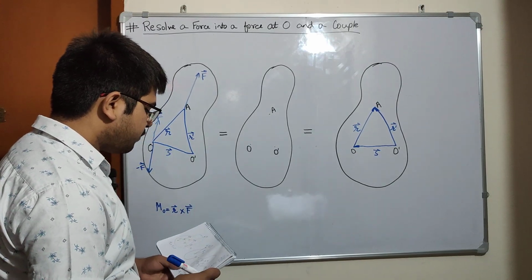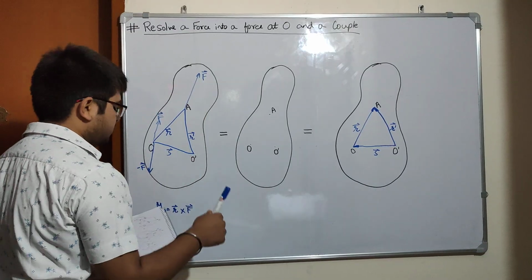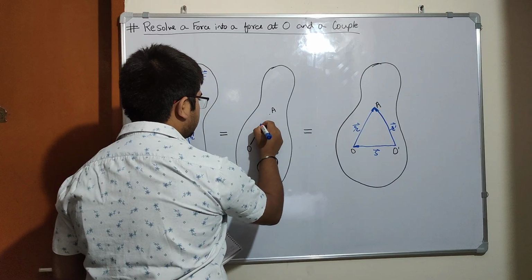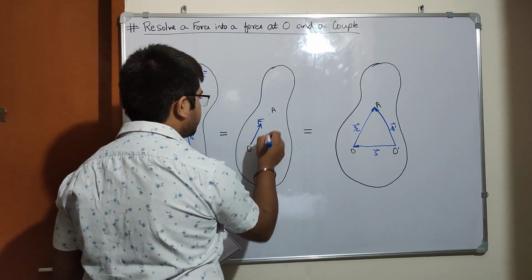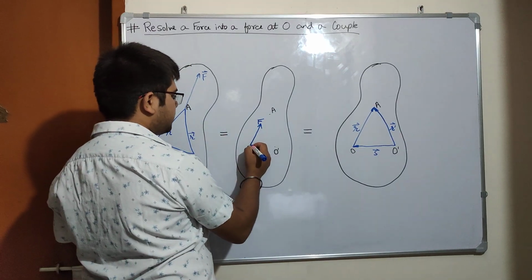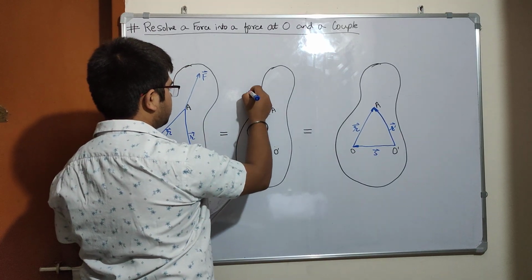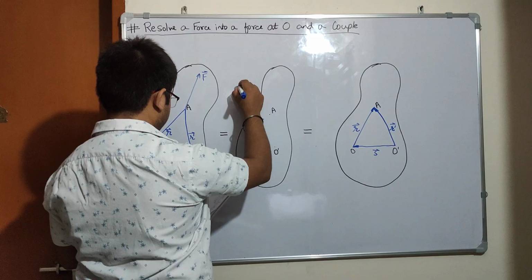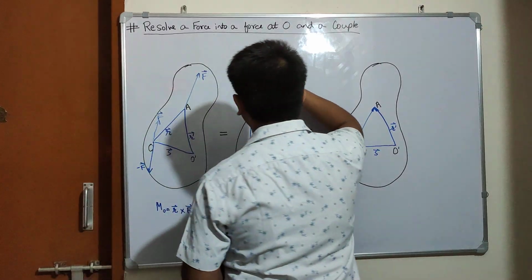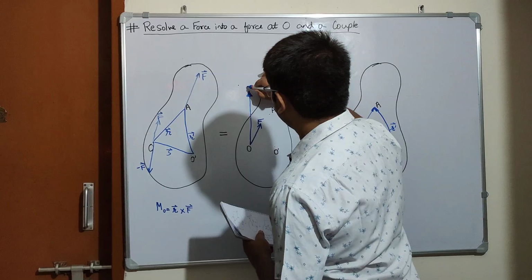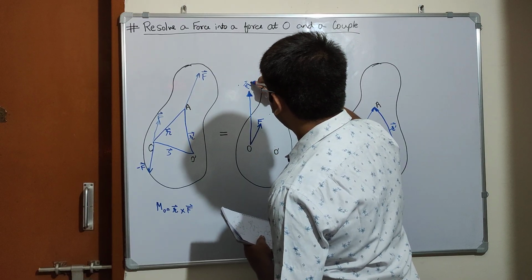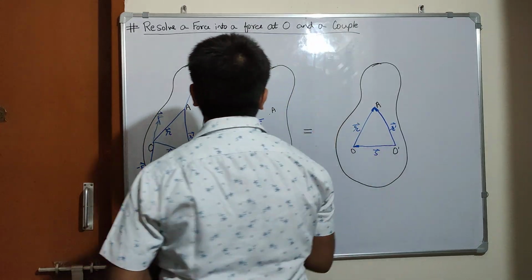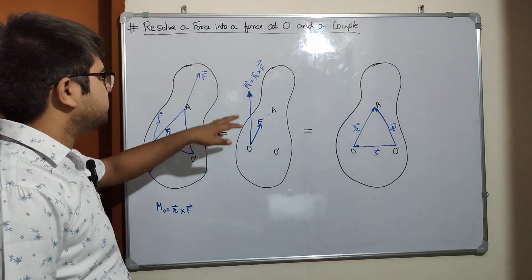Now the moment that this generates is given as here. This is the force that is being applied, and the moment that is generated is M vector. M vector equals R vector cross F vector. So that's the moment that is generated.